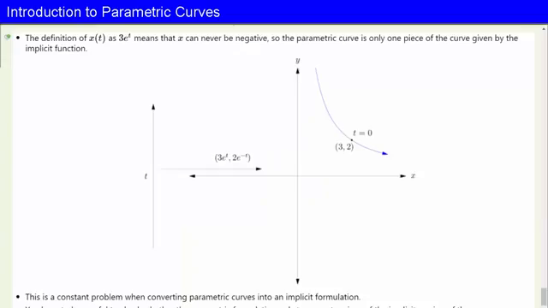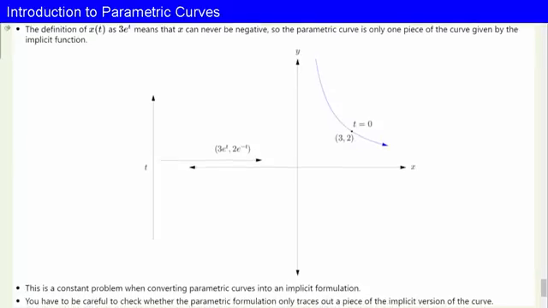But be careful. The definition of x of t as 3e to the t means that x can never be negative. So the parametric curve is only one piece of the curve given by our implicit formula. And this is a constant problem when converting parametric curves into an implicit formulation. You have to be very careful to check out whether the parametric formulation only traces out a piece of the implicit version of the curve.